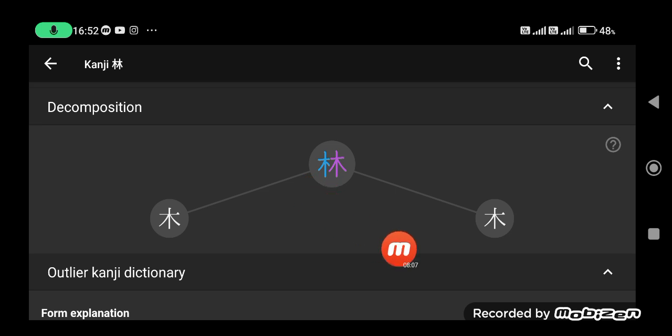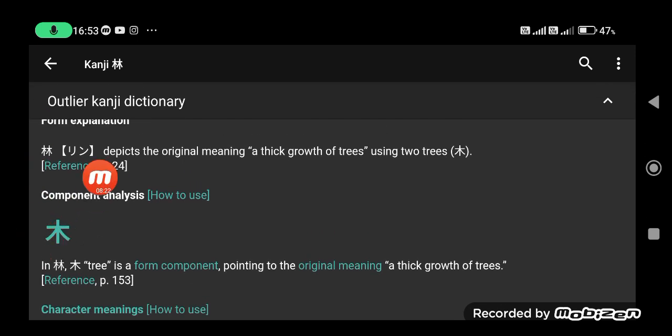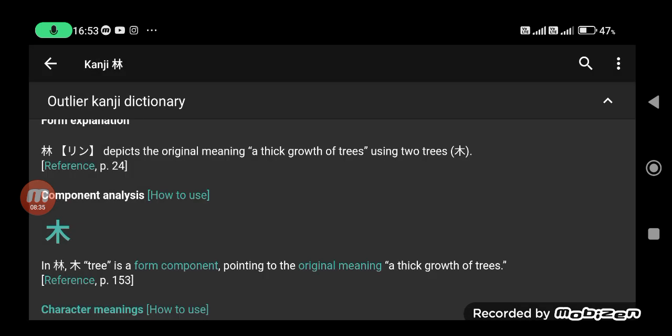So radical plus radical forming a new kanji. You just have to double the radical for tree, which is ki. Just double it and you can have this kanji. Very simple. Okay, so our kanji here depicts a growth of trees. The radical here is the radical for tree. If you just double the tree, then you have the original meaning, a growth of trees, or using two trees.